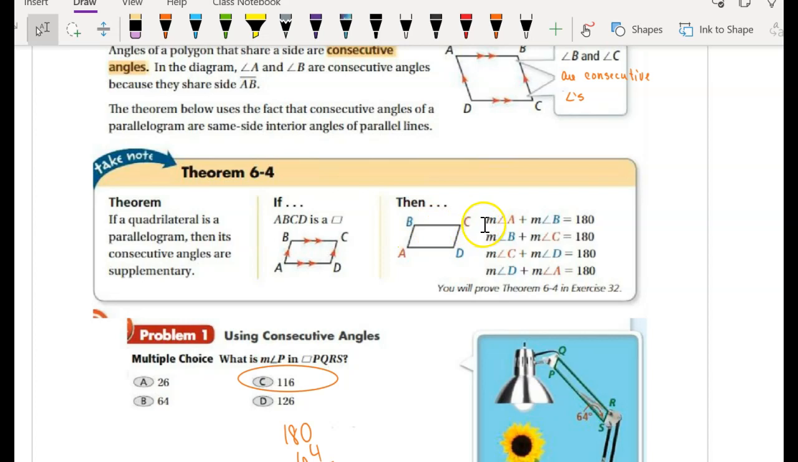So if parallelogram ABCD, then we know that the measure of angle A plus the measure of angle B is equal to 180. We know that the measure of angle B plus the measure of angle C is equal to 180. We know that the measure of angle C plus the measure of angle D is equal to 180. And finally, we know that the measure of angle D plus the measure of angle A is equal to 180.